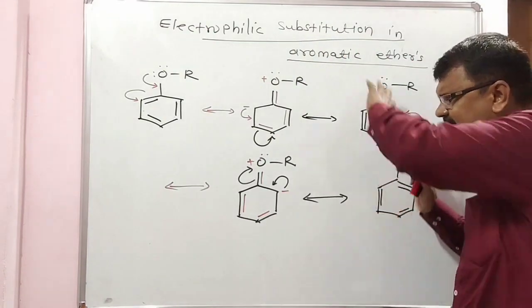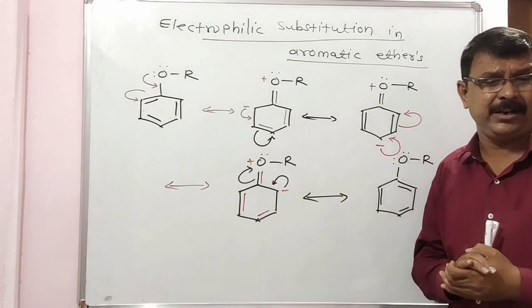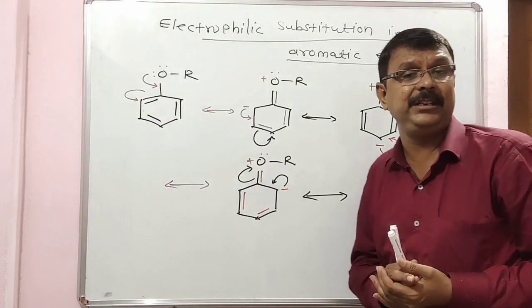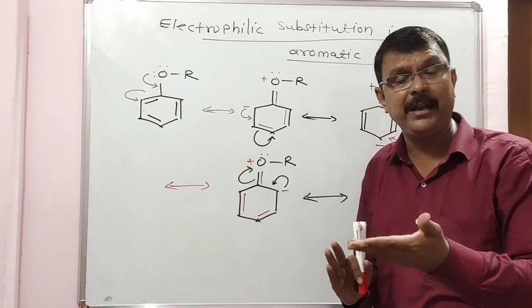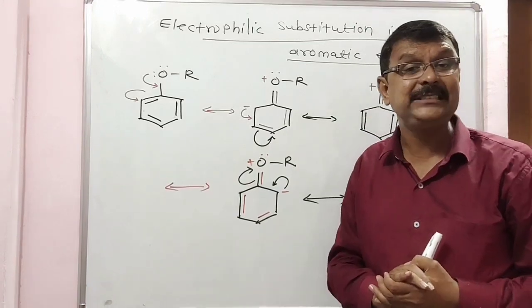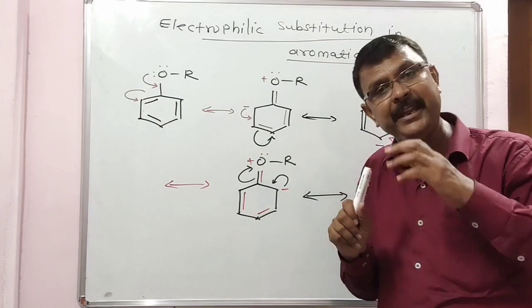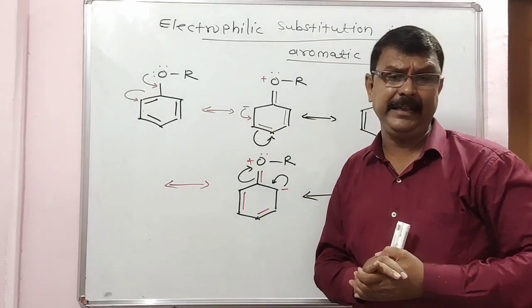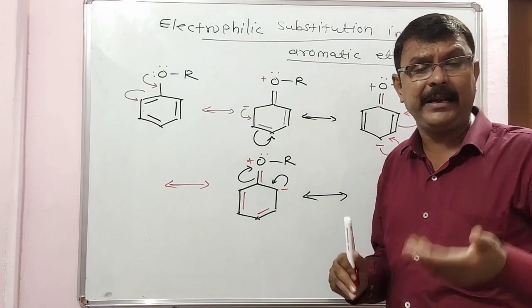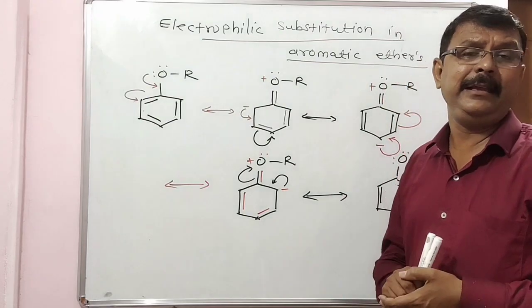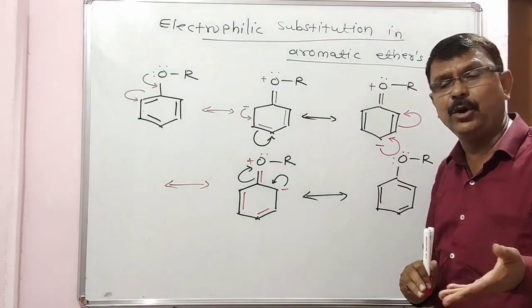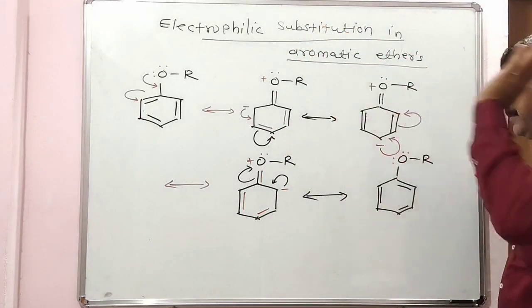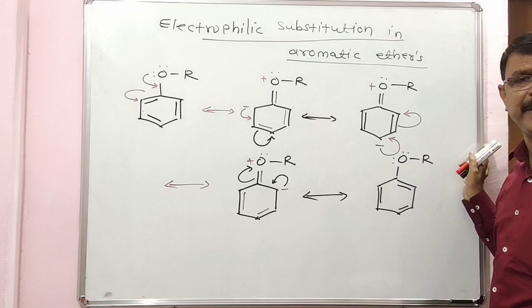What is this? This is the resonance structure. At these positions, everybody, the electron density increases. Which positions? Ortho and para. Therefore, the alkoxy group is an activating group, directing at the ortho and para positions. You now know the resonance structure of aromatic ether.